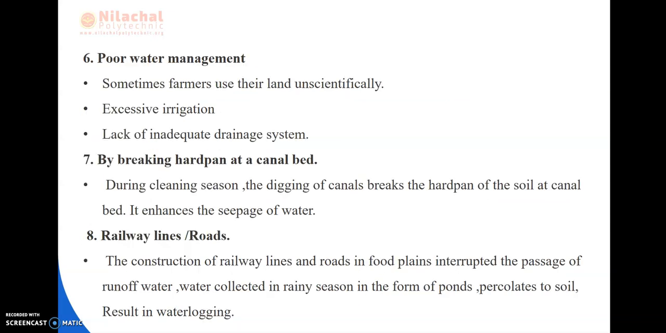Next, that is poor water management. Sometimes the farmers use their land unscientifically, with excessive irrigation and an inadequate drainage system, by breaking hardpan at a canal bed. During the cleaning season, the digging of the canal breaks the hardpan of the soil at the canal bed and enhances the seepage of the water. Next, that is railway lines or roads. The construction of the railway lines and roads in floodplains interrupted the passage of the runoff water. Water collected in rainy season in the form of ponds percolates into the soil, which results in waterlogging.